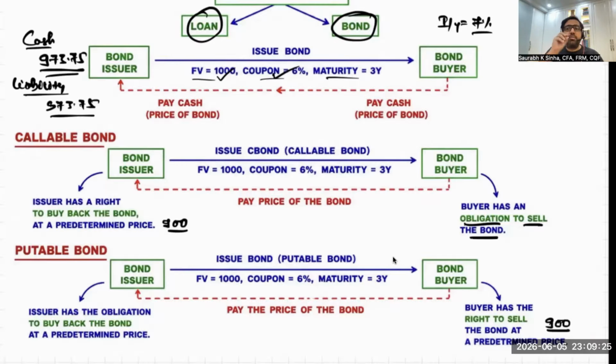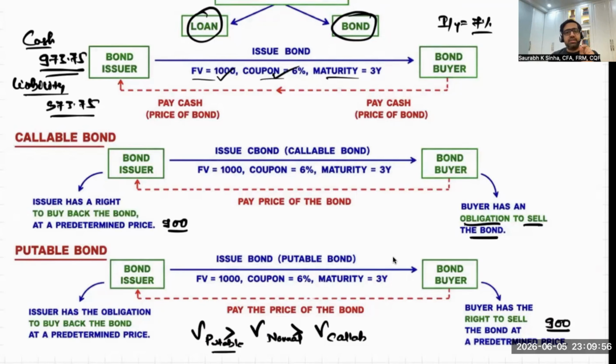So the price of a puttable bond would be higher than the price of the normal bond, and the price of a callable bond would be lower than the price of a normal bond. So if I have to write it, the value of a puttable bond will always be greater than the value of a normal bond, which will always be greater than the value of a callable bond, where the features or the characteristics of the bond are identical.